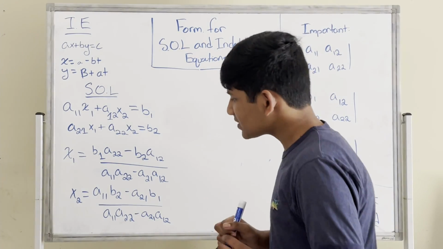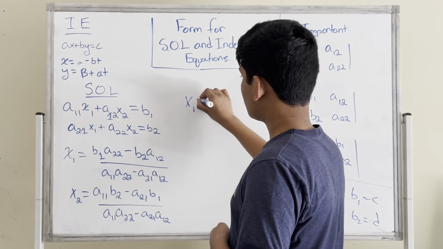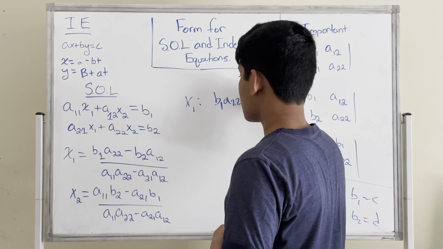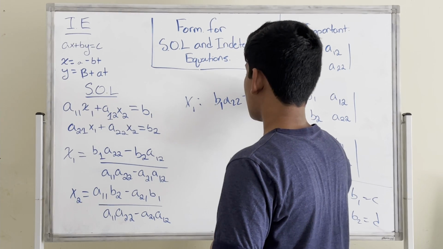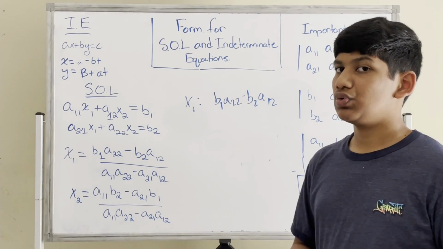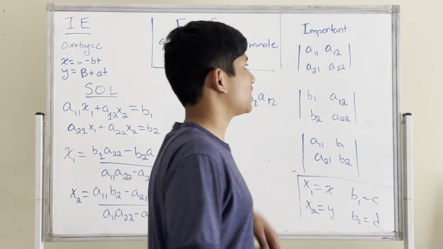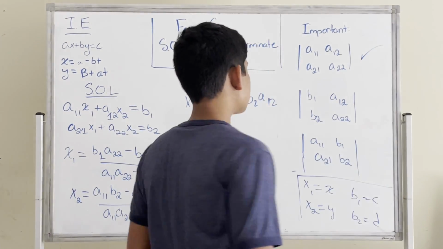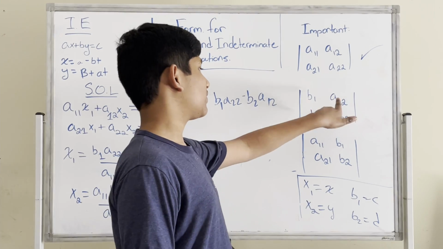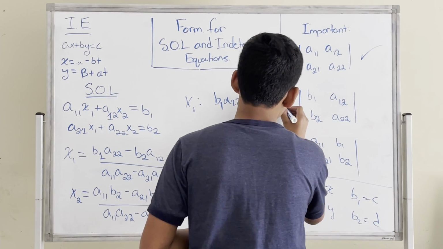Okay, now let's talk about the numerator. So let's first talk about x1's numerator. So we have b1 a22, then minus b2 a12. This also corresponds to a determinant. Now, we already talked about this determinant, which is going to be the denominator. So it has to be this or this. If we evaluate them, we see these match. So that means this is going to be the determinant.